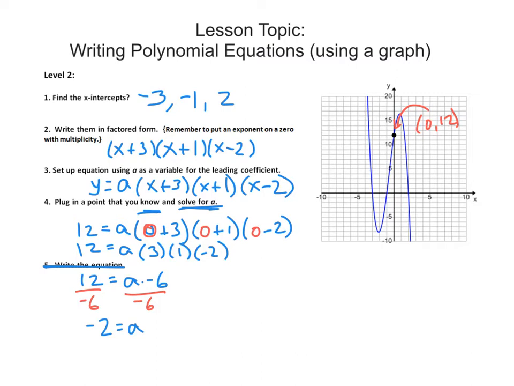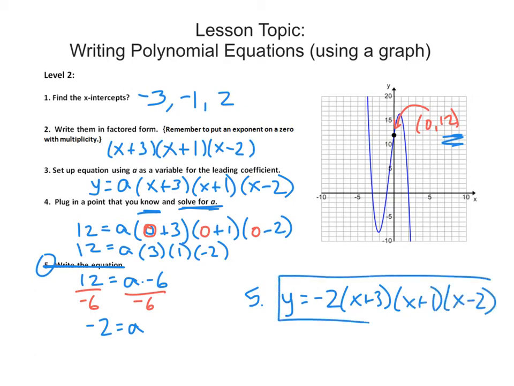Now don't forget, there's one last step, and we need to do that. We have to write the equation. So step 5, we're going to write the equation. Now we're not going to include the 12 in our final equation, because 12 was just a specific point we used to find a. So we write y equals -2, because that's our a value that we found right here, times x plus 3 times x plus 1 times x minus 2. And there's our equation from our graph.